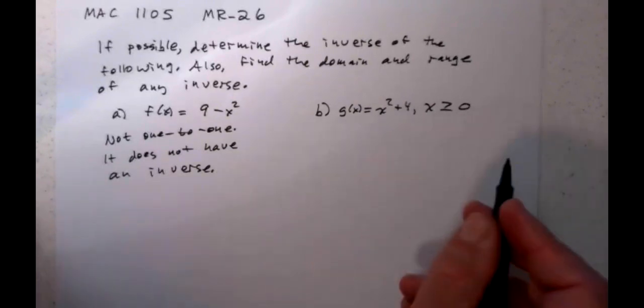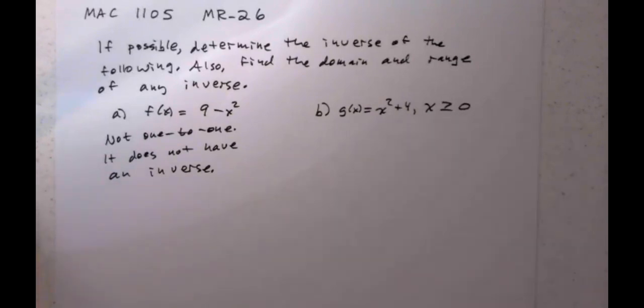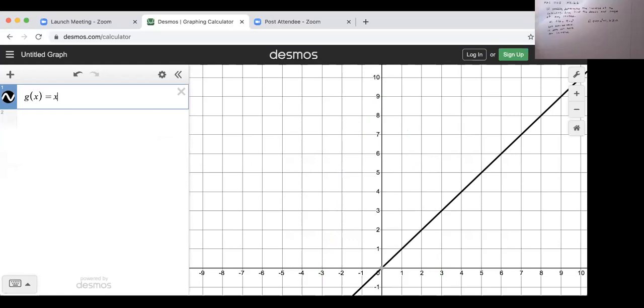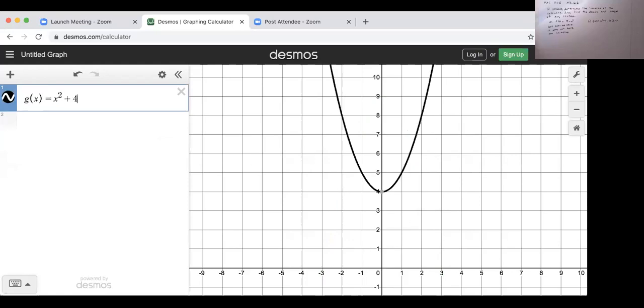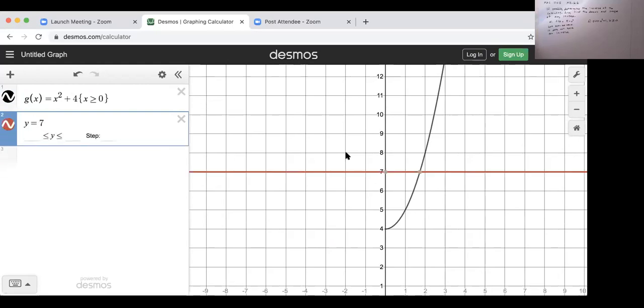Now the second function, let's take a look at it. That's g of x is x squared plus 4 for when x is greater than or equal to 0. Go back to Desmos. Get rid of this. This time g of x equals x squared plus 4, but it's only true when x is greater than or equal to 0. So is this a function? It certainly passes the vertical line test. How about the horizontal line test? If I draw a horizontal line like y equals 7, does it cut the graph in more than one point?